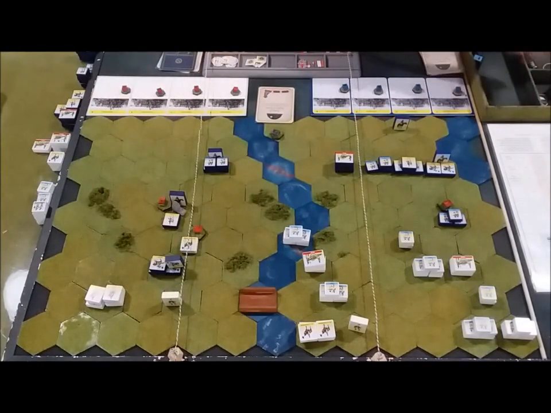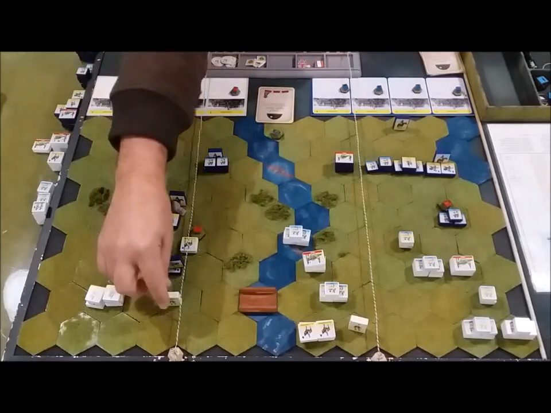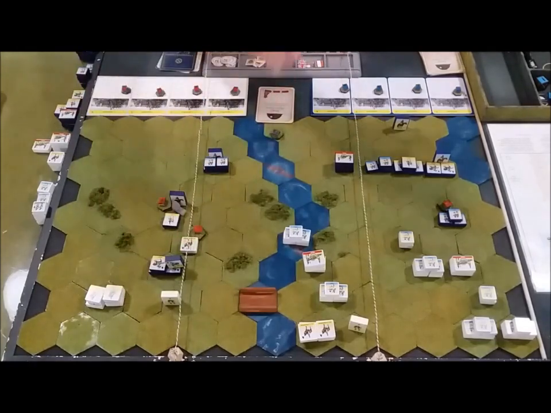And then we do our leader check, and we don't get anything. So he has to retreat. And he can only retreat 1, or he can retreat off the board. Now, if he retreats off the board, he's gone, but they don't get a victory point, if I remember correctly. I just want to make sure.